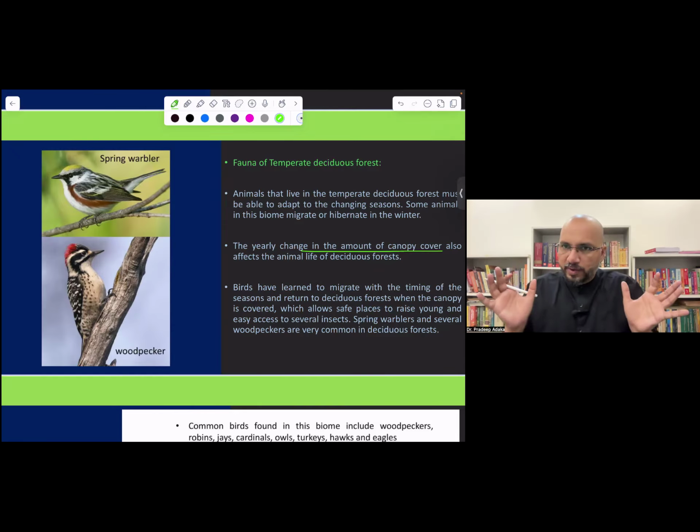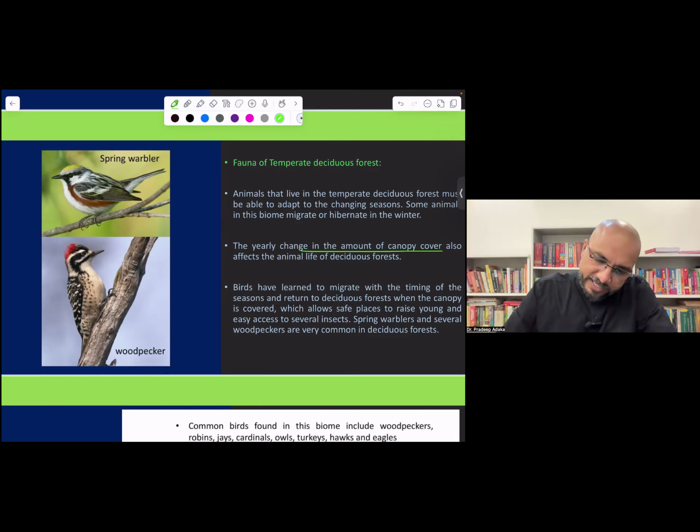So they also require shelter, proper cover, and protection from their predators. When they have full foliage, all the leaves, and it is totally green, then the birds will come back so that they will have shelter. During the leaf shedding, during the autumn, they will fly away because now they are fully exposed. They don't have shelter. Right. So the yearly change in the amount of canopy cover also affects the animal life of the deciduous forest.